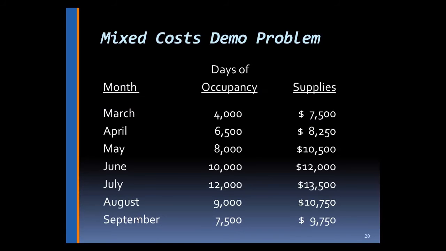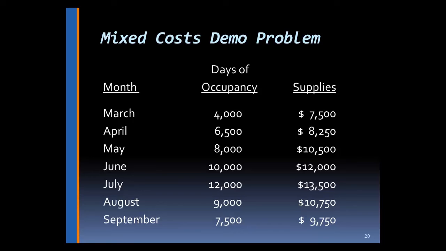We have a hotel. Our cost driver is days of occupancy. Then we are comparing that to our cleaning supplies. Now, we would have cleaning supplies even if we had no residents in the hotel, because we still have to keep certain common areas clean. Now, we want to take this information and we want to separate out the fixed and variable components of the supplies cost. So we use historical information to do this.